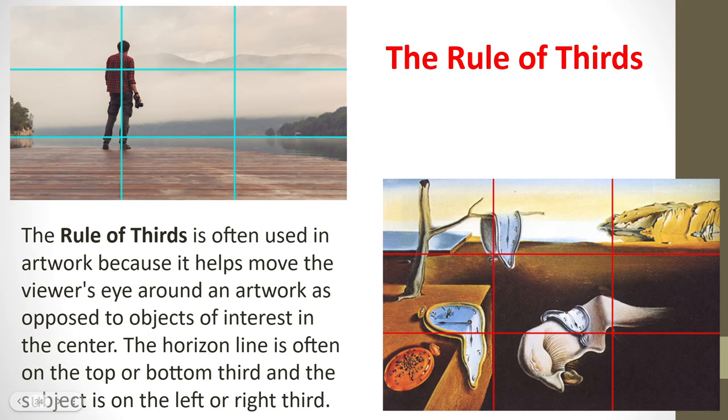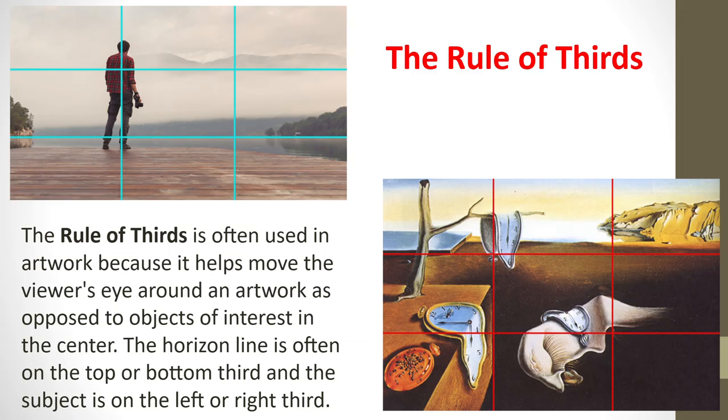The rule of thirds is a general rule for composition where you put points of interest on the top third or the bottom third. We use the rule of thirds because it helps move the viewer's eye around an artwork as opposed to objects of interest in the center.